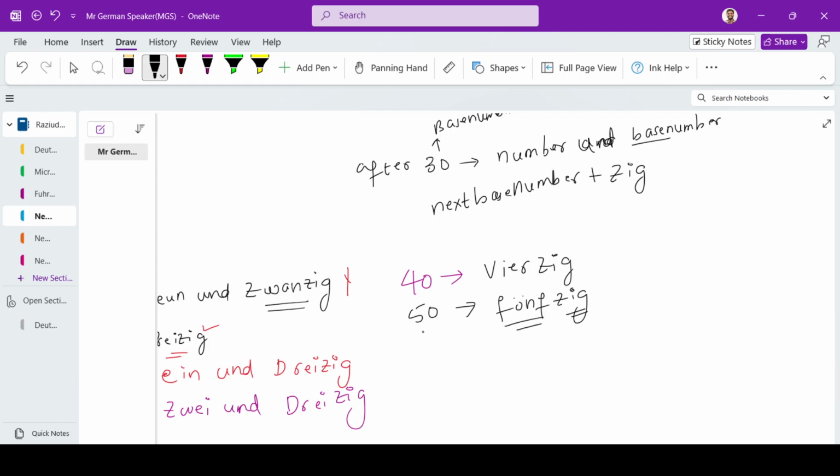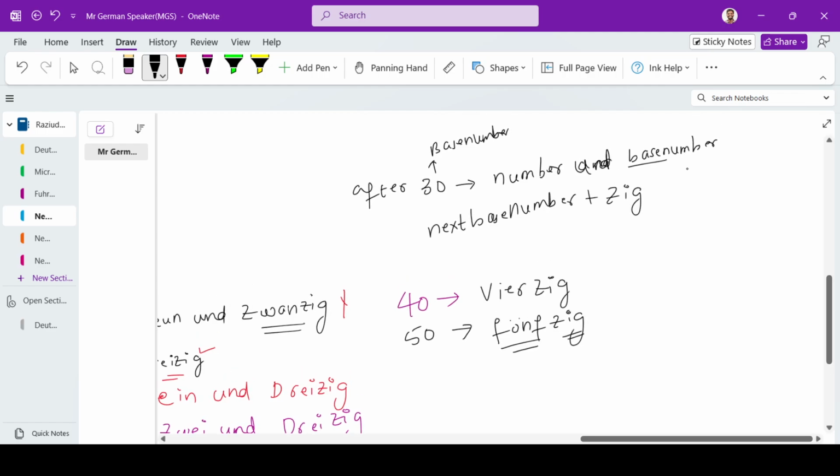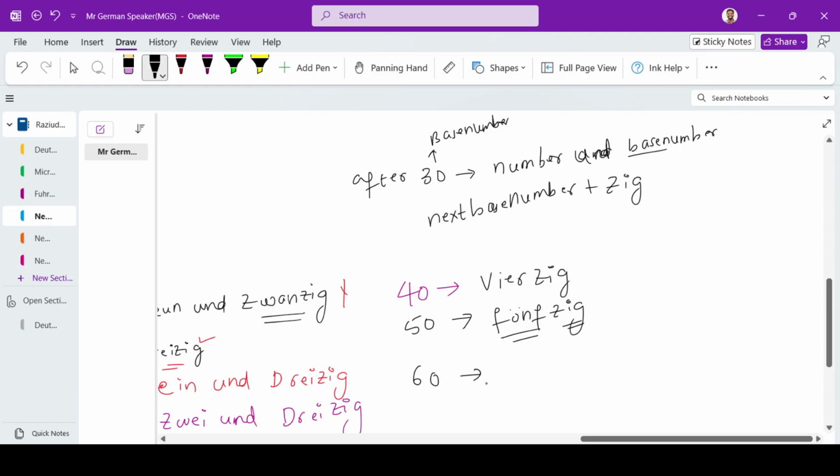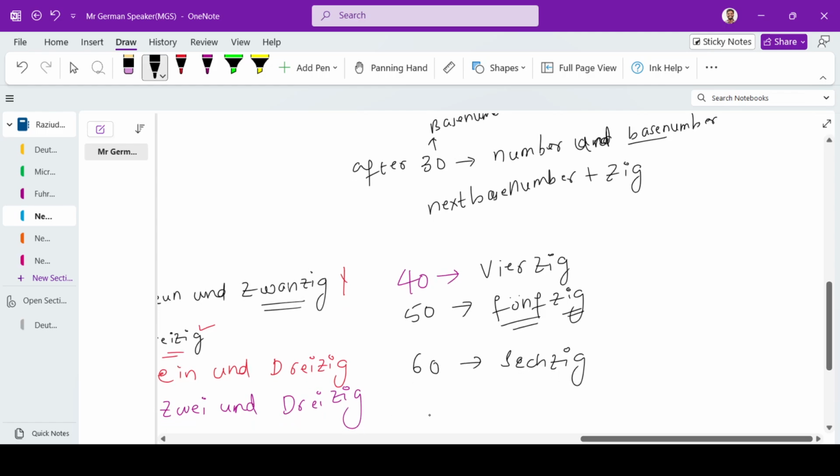So now, according to this rule, if I need to write 51, it will be the number and the base number, where the number is 1 and the base number is 50. So 51 will be like this. If I need to write 55, the base number is 50, the number is 5. Similarly, if I need to write 60, the next base number is basically 6, and just add zig to it, which is like zechzig.